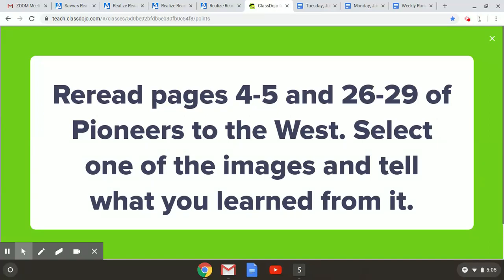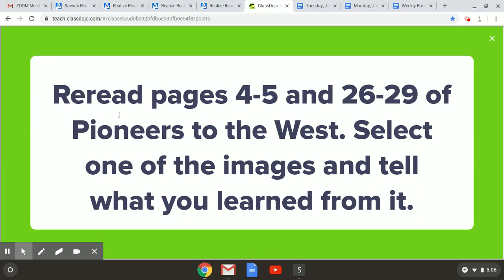Hey guys, so for today, Tuesday, we are going to be reading Pioneers to the West, but we're going back and doing a close read on pages 4 through 5. And then we're skipping ahead actually to page 20, which is not part of our focus question. And then we're skipping ahead again to 26 through 29, which are the pages we read yesterday during our Zoom.